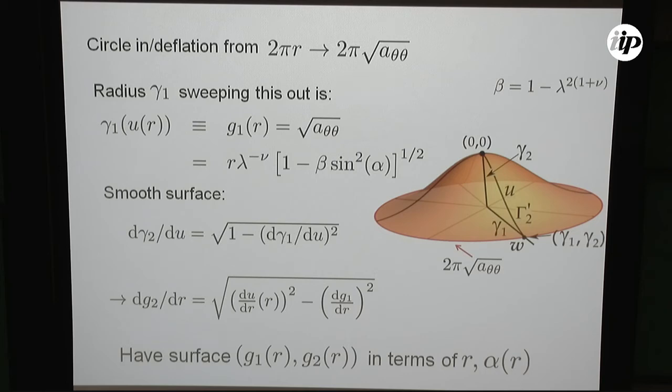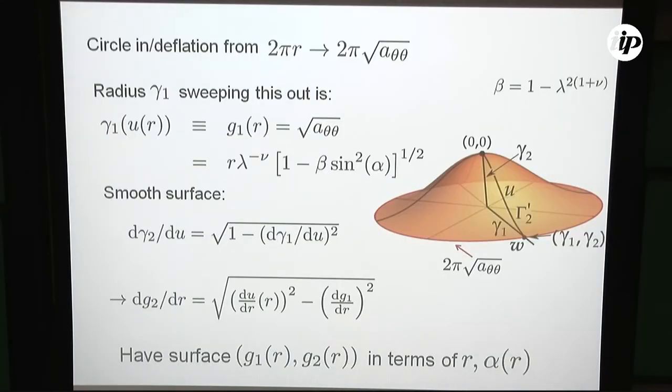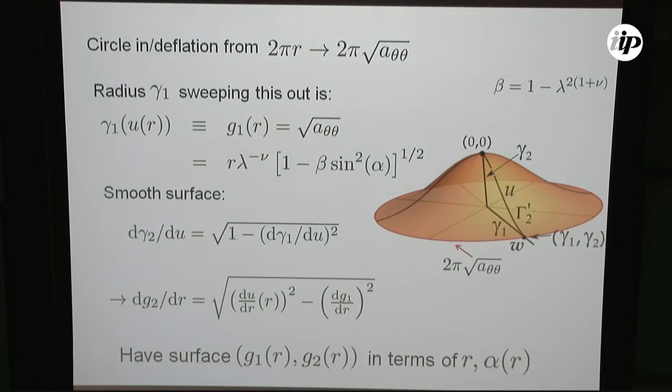And then I'm going to assume that the surface is smooth, and therefore d gamma 2 by du is just equal to the square root of 1 minus d gamma 1 by du squared. Transform that to R, and now I've got the other function g2, which defines this surface. So I've got the height function now in this form, and that's a simple integration mostly, and I've got the other height function in terms of R as well. So everything is related back to the basis state and defines this new shell.